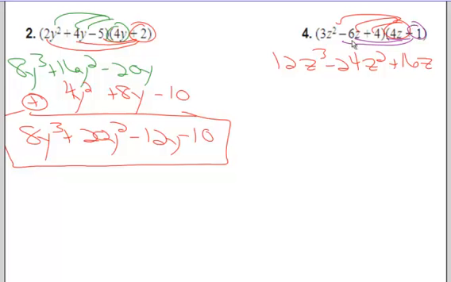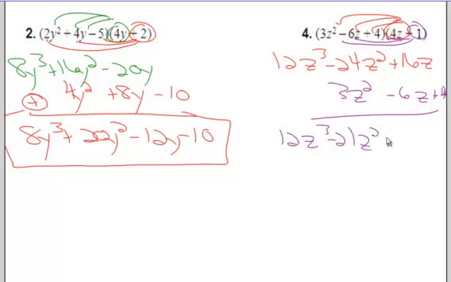Those are great, so I just rewrite this trinomial. So 3z squared minus 6z plus 4. Plus 4. Let's squeeze that in there. So 12z cubed, I have minus 21z squared plus 10z plus 4.